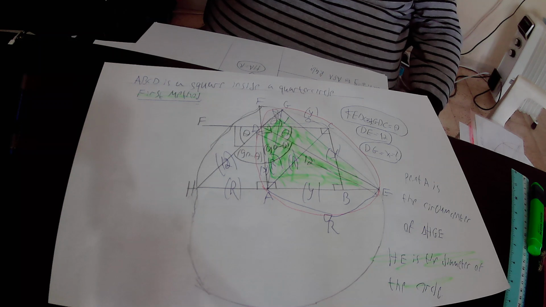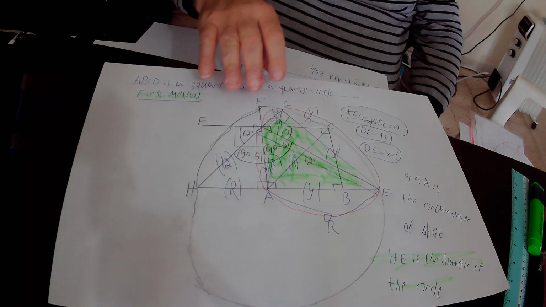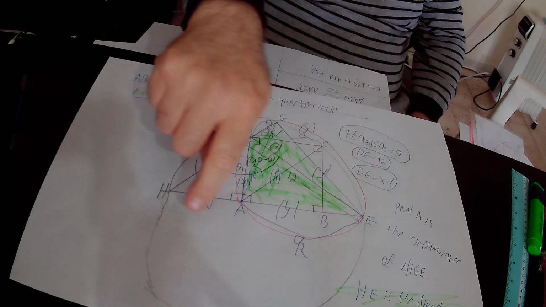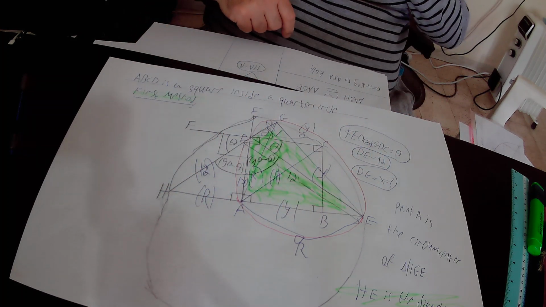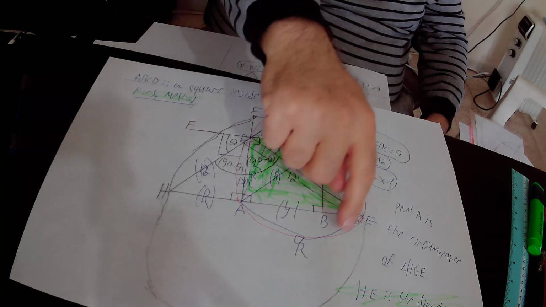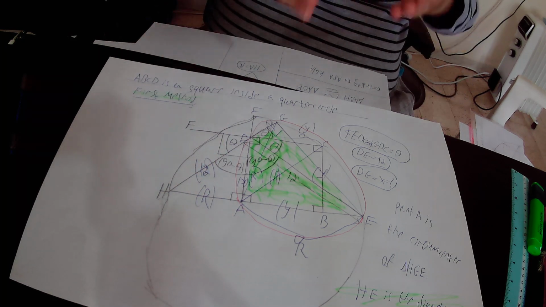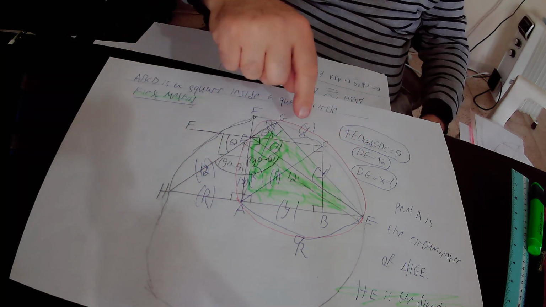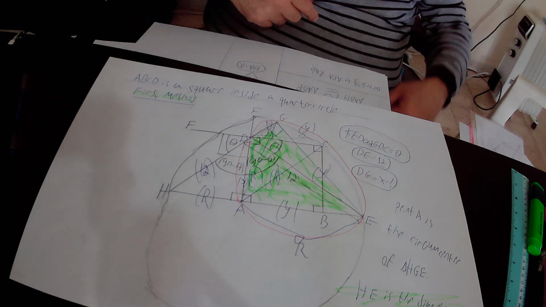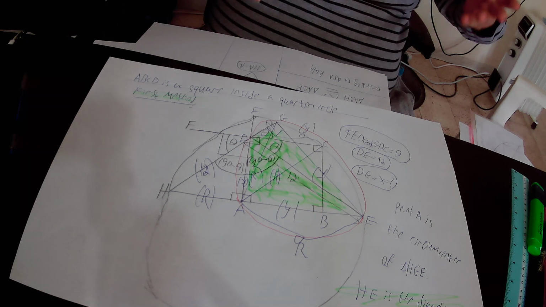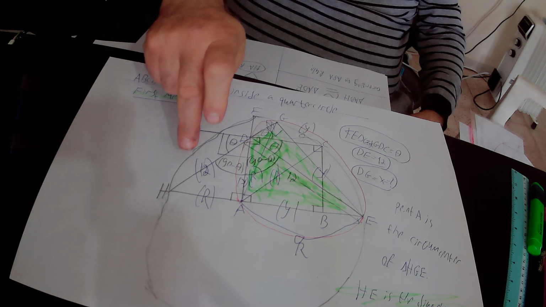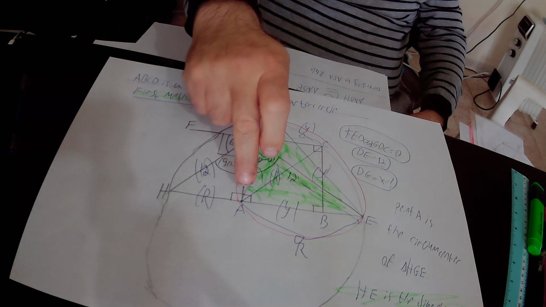But point A is also the center of the circle that circumscribes this triangle HGE. So we know that point A is the center of this circle that circumscribes triangle HGE, and any circle that circumscribes triangle HGE must pass through its three vertices, that is H, G, and E. So we have here a circle that circumscribes triangle HGE, that passes through points H, G, and E, and its center is here at point A.